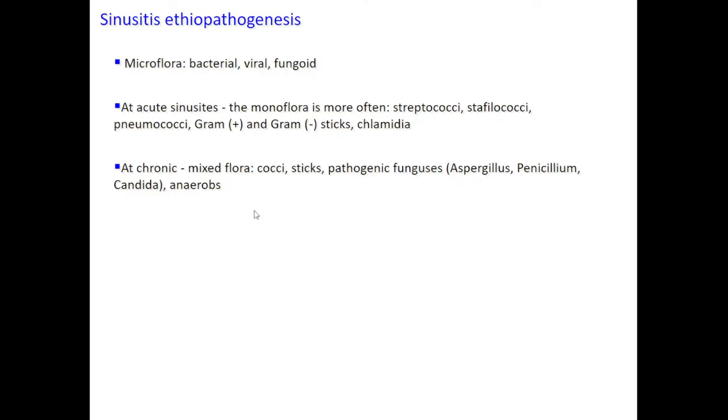So in acute sinusitis, monoflora is more often found, so only one agent is the etiological factor. It may be streptococcus, staphylococcus, pneumococcus. It may be gram-positive or gram-negative flora, and sometimes chlamydia. In chronic forms, mixed flora can most often be revealed. It may be cocci, rods, pathogenic fungus, and their combinations.